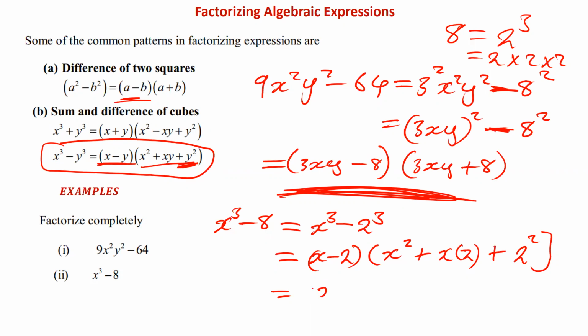So we have x minus 2 there. And then in another set of brackets, we have x squared. 2 times x, this gives us what? 2x. And then 2 to the power 2. So 2 to the power 2, the solution there is 4. So this is what we have.